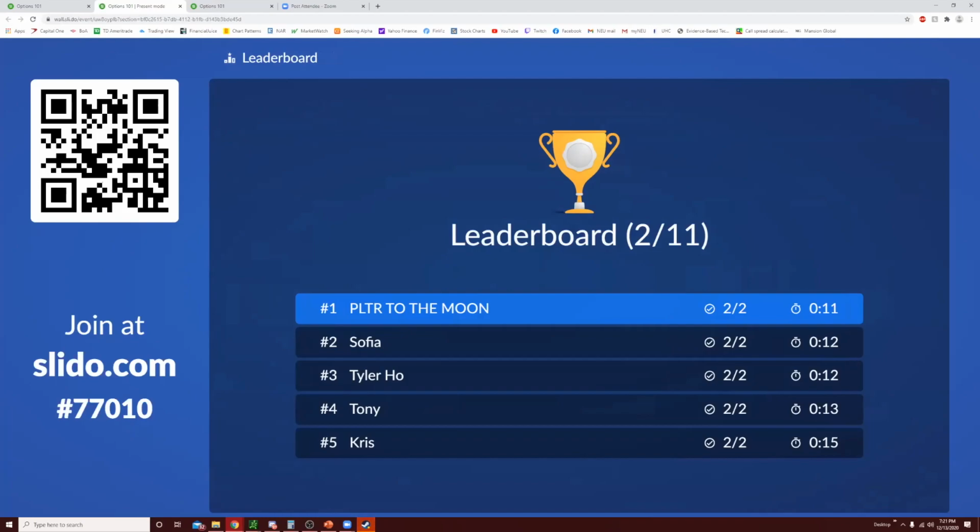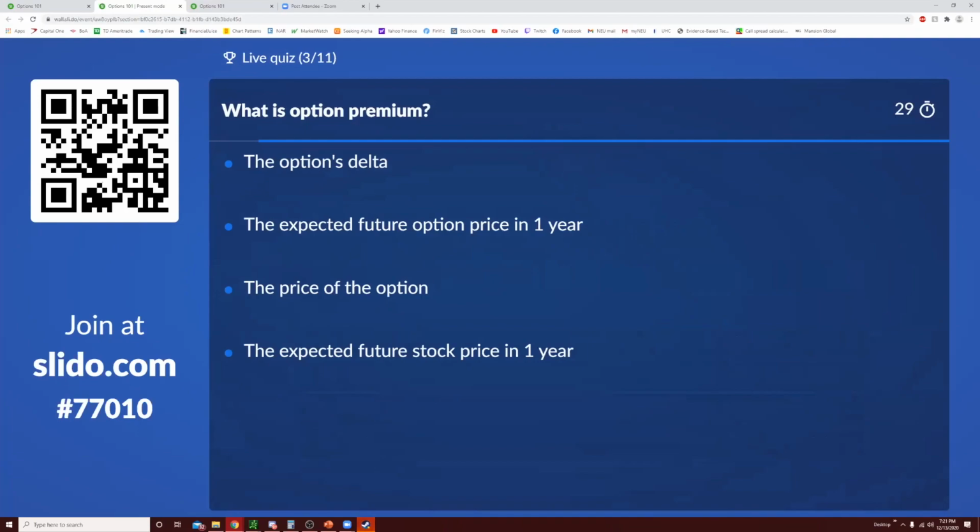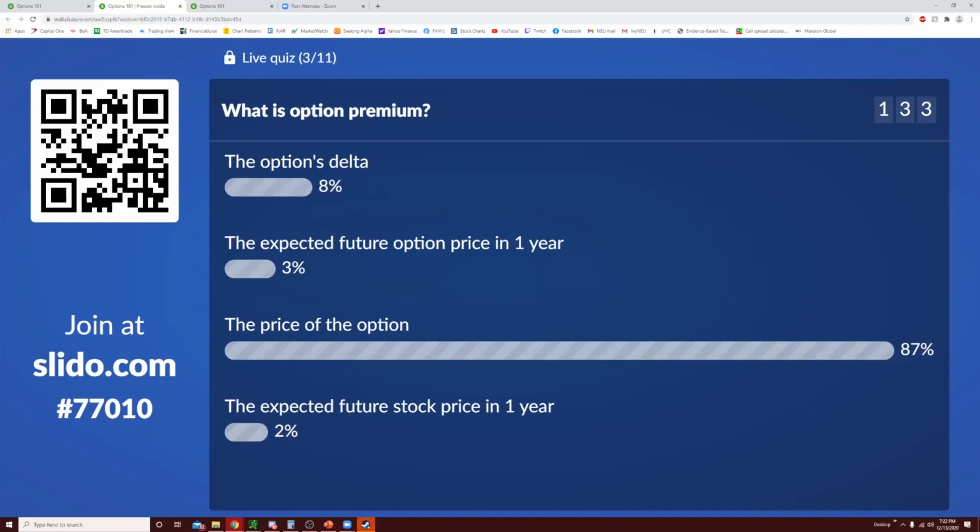All right, here we go. Question 3. What is option premium? Is it the option's delta, the expected future option price in 1 year, the price of the option, or the expected future stock price in 1 year? You guys are quick to vote on this one. Wow. Five seconds. All right. Wow, 87% of you chose the price of the option for the option premium, and you got it. That's the one. Let's see who is in the lead.